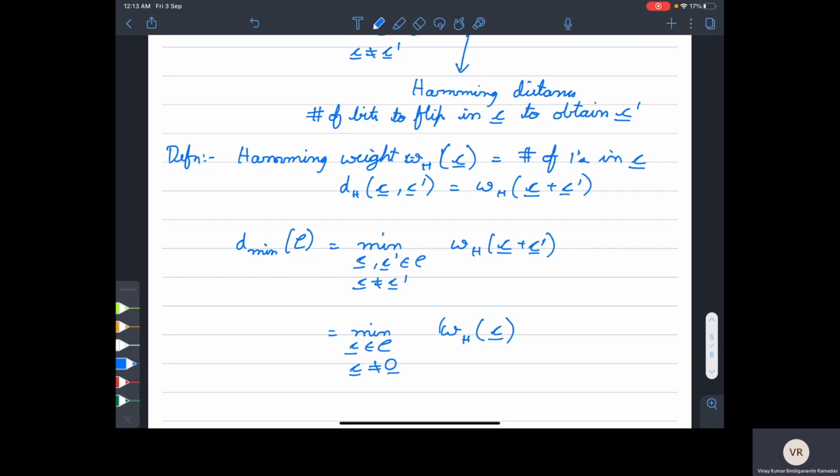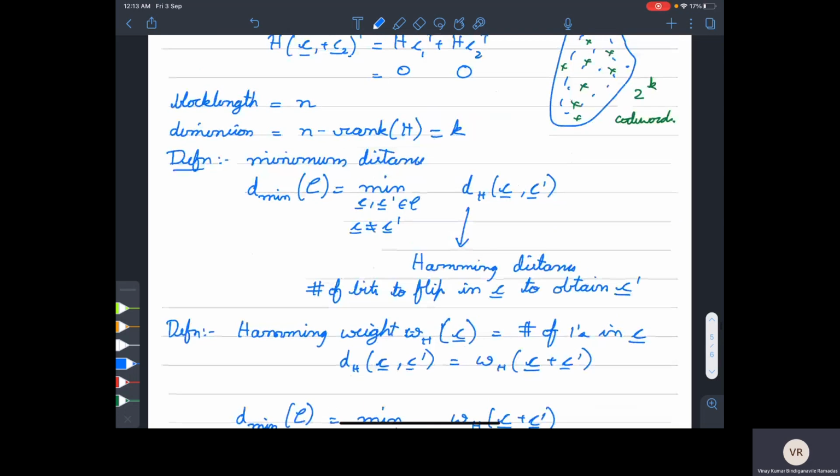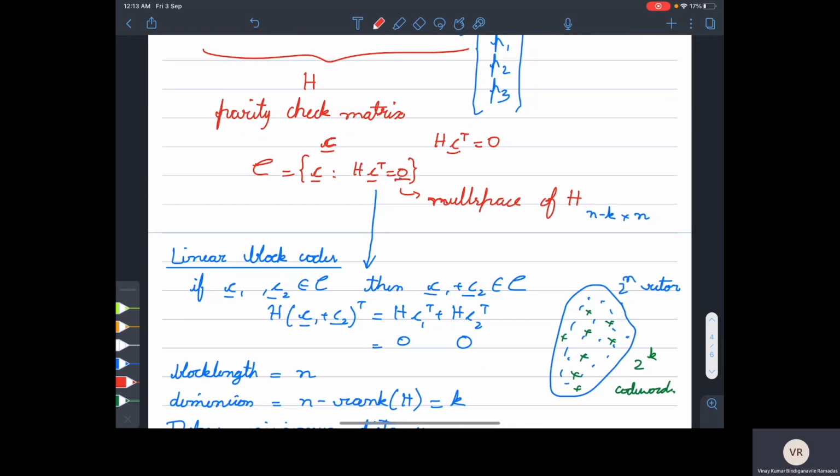So one way to find the minimum distance is to list all the code words in your code book, and then look at the vector which has the least number of ones in it. The least number of ones will give you the minimum distance of the code. One thing to clarify is that in the definition of the code book, H times C transpose equal to 0 is a 0 vector.